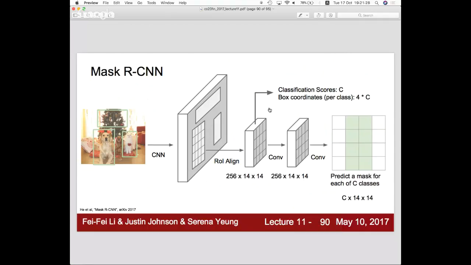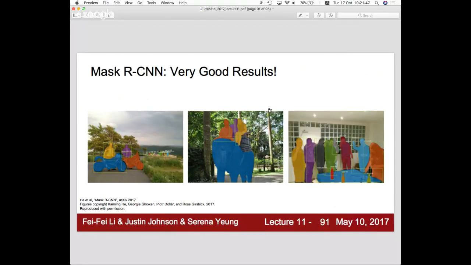Basically, you add a new branch with convolution, then you predict a mask for each of the C classes. So given a bounding box, you make a binary prediction of whether it is an object or not an object. That is the idea of Mask R-CNN, and it also gave very good results. For example, you can see it predicts two separate motorcycles and a person, and at the back there are small people that are also classified with Mask R-CNN.